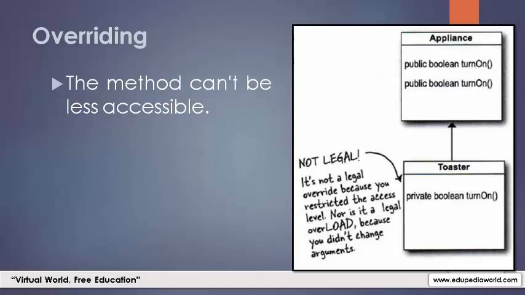So it is trying to override, but we can't override the public method and make it private. So what's in this example is not a legal override because you restricted the access level, and also it is not a legal overload because you didn't change the arguments. So this is not legal source code at all.